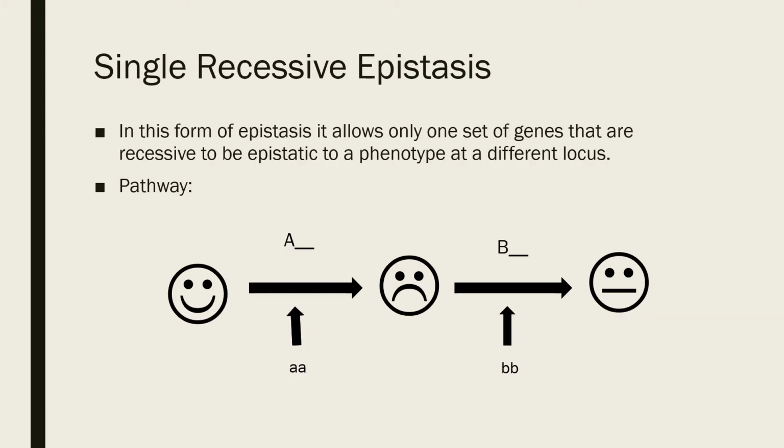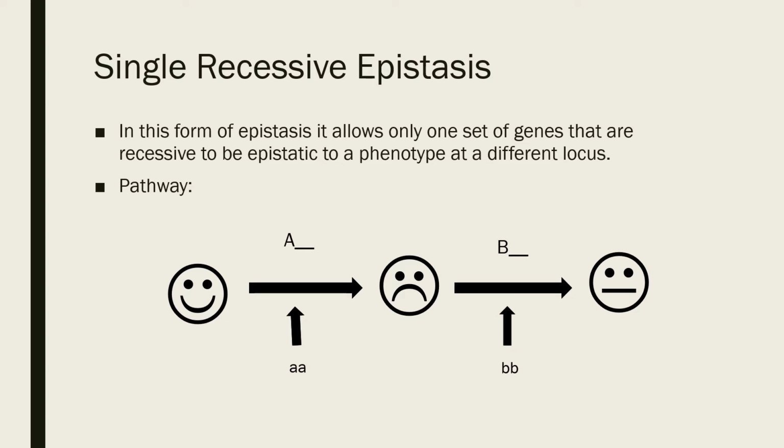In this case, we're going to be going over single recessive epistasis. In this form, it allows only one set of genes that are recessive to be epistatic to a phenotype at a different locus. Below, you can see the pathway that would occur with this.